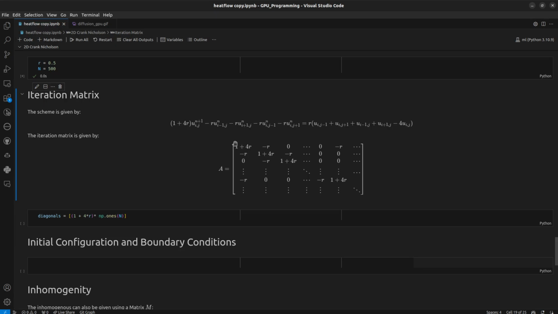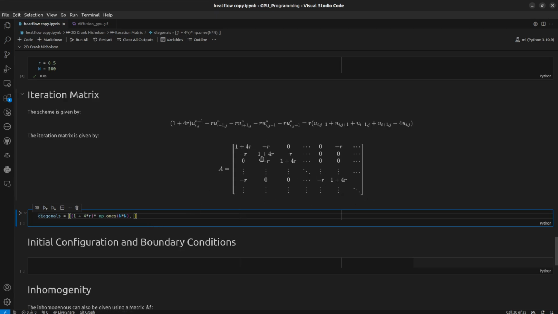If we flatten our grid out and we have n points in x and n points in y, then in total we have n squared points. And this matrix is going to be applied to all the grid cells, so we have to use n times n values on the diagonal.